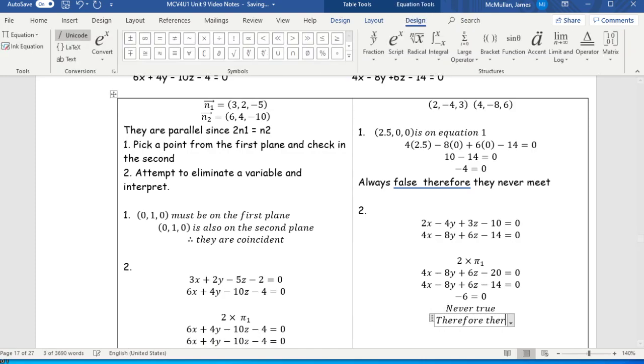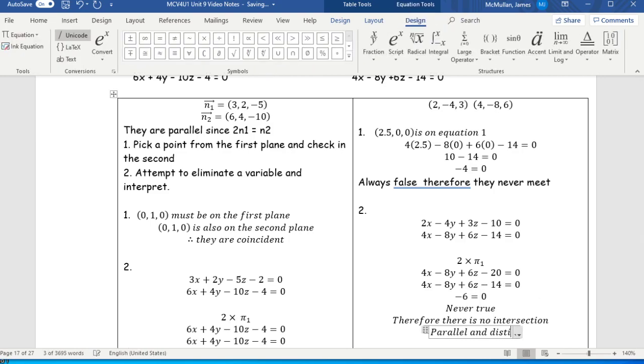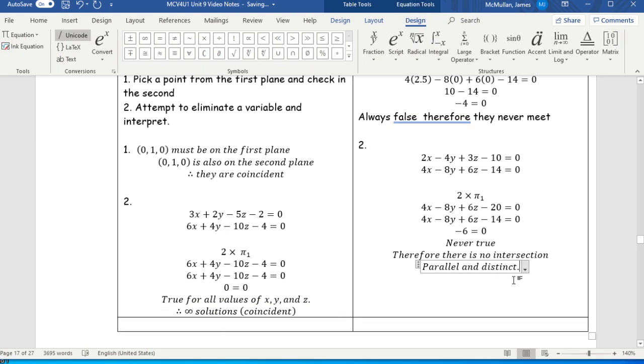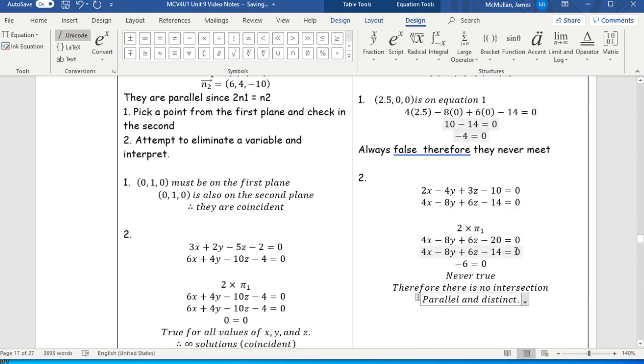Therefore, there is no intersection, so they are parallel and distinct. Okay, so that's good. So it's pretty easy to check. You check a point or do your regular elimination, and you'll find a statement that makes no sense.